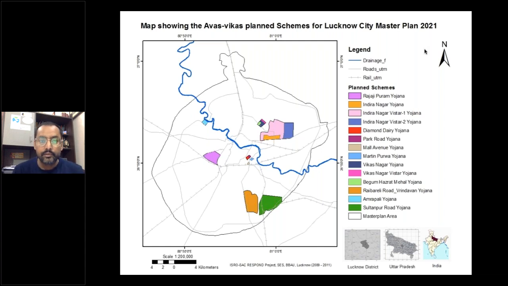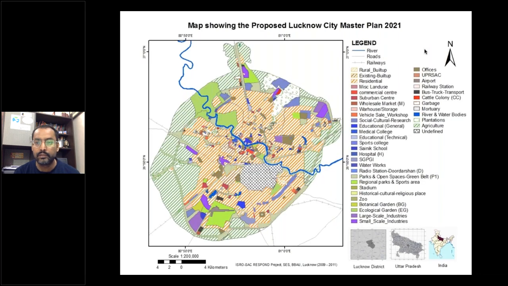Yes, sir. So coming back to the master plan, in Lucknow there's a classic case. There are two master plans and two development authorities. One is Awas Vikas, the UP Housing Development, and one is the Lucknow Development Authority. They have their master plan, the city master plan by Awas Vikas, and this is the Lucknow city master plan. When I started this project, I had a tough time digitizing the master plan because nothing was there. There was just an old map.